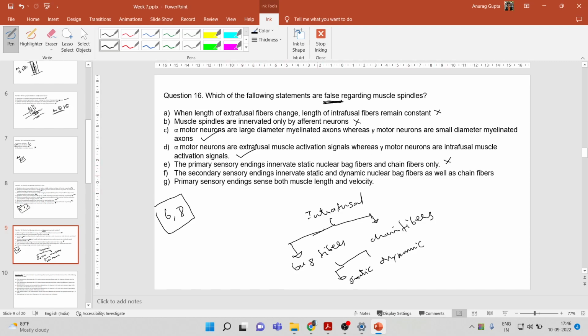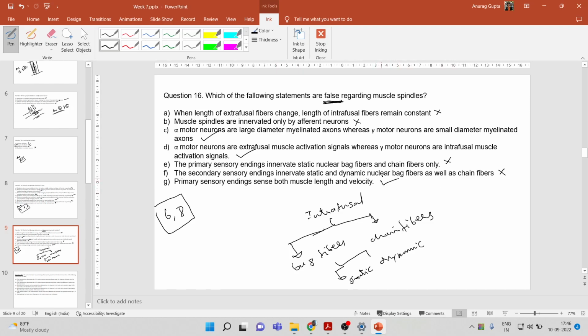The secondary sensory endings innervate static and dynamic nuclear bag fibers as well as chain fibers. This is also false, because actually the primary sensory endings do that. So these are swapped here. If we had put secondary in option E, then it would have been correct, and if we had put primary in F, it would have been correct. Then G: primary sensory endings sense both muscle length and velocity. This is a true statement.